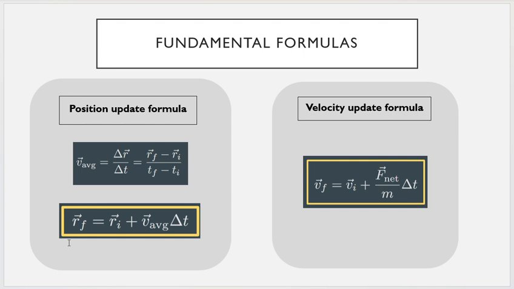Here are important equations that will be used throughout this lab. We have the position update formula, where if you know the initial position and the average velocity, you can predict what the final position will be sometime later. Then we have the velocity update formula, where if you know F net, mass, and initial velocity, you can predict what the velocity will be sometime later.